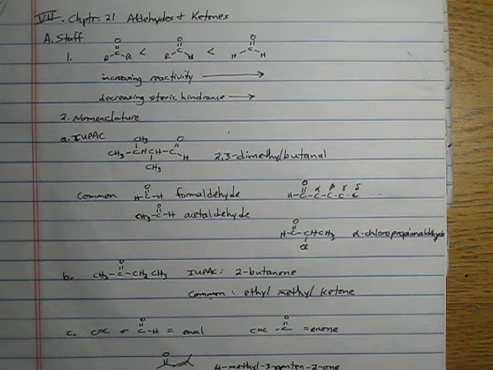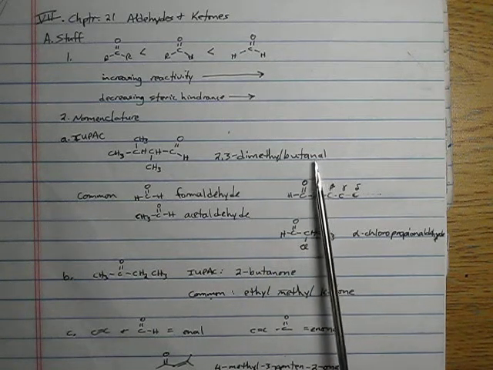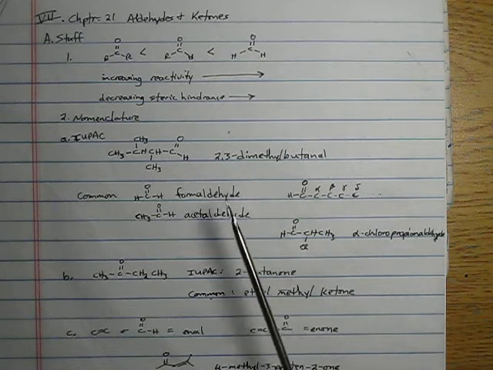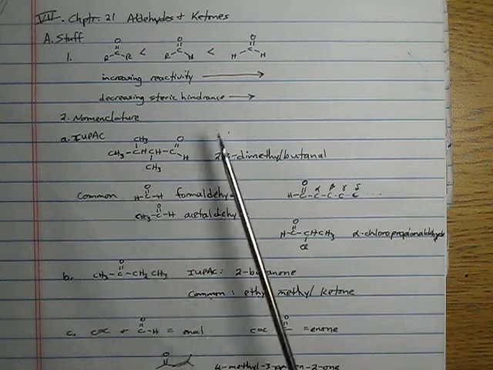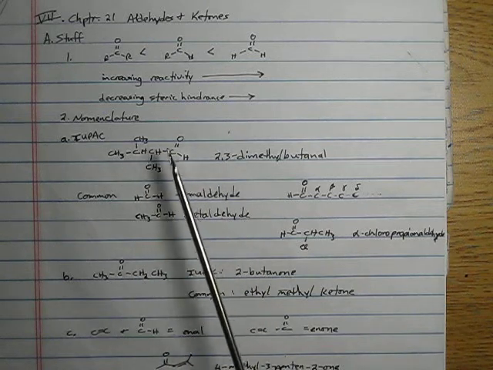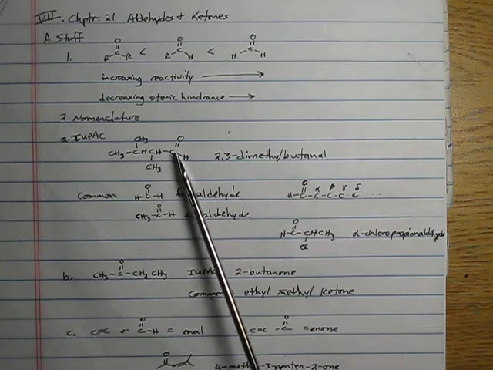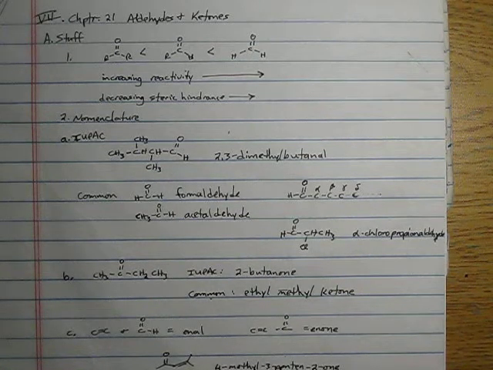Okay, nomenclature. IUPAC wants to end the molecule in -al. So when we look at this one right here, very straightforward. Carbon number one is always the carbonyl carbon of the aldehyde. Note the aldehyde ends the molecule. That carbonyl carbon is the last one in the chain. Well, let's call it the other way. Let's always say the carbonyl carbon is the first one in the chain.